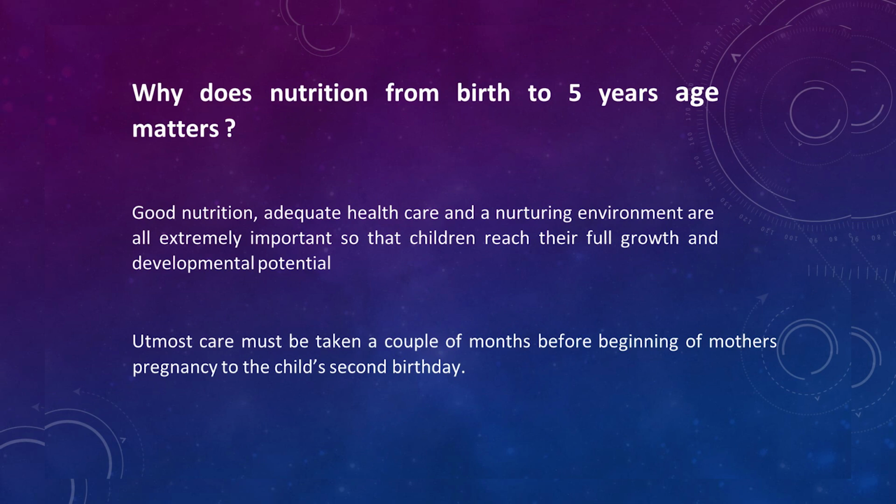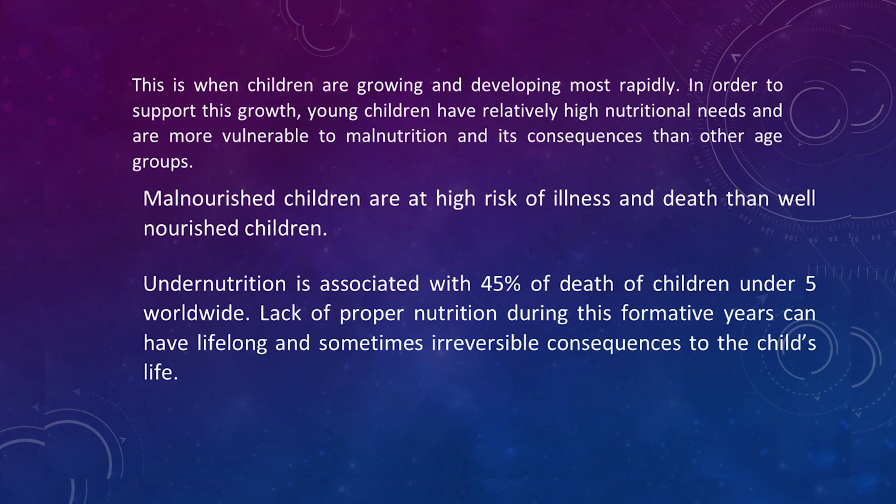So, before pregnancy the mother must take care of her own nutrition, so that she can give birth to a normal healthy child. This is when children are growing and developing most rapidly, during this 0 to 5 years of age. In order to support this growth, young children have relatively very high nutritional needs and are more vulnerable to malnutrition and its consequences than other age groups.